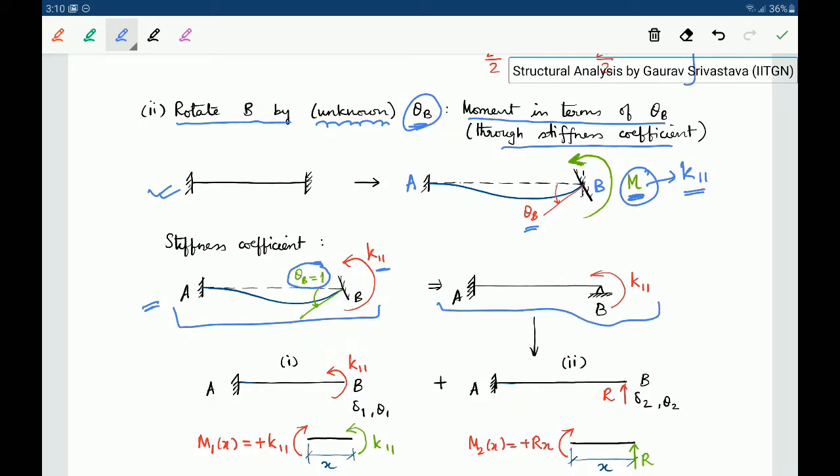And it is easy to see that this beam is equivalent to the beam on the right, where we have a pin support here at point B, because the vertical and horizontal displacements are still restrained, whereas the rotation we have applied is theta B equal to 1.